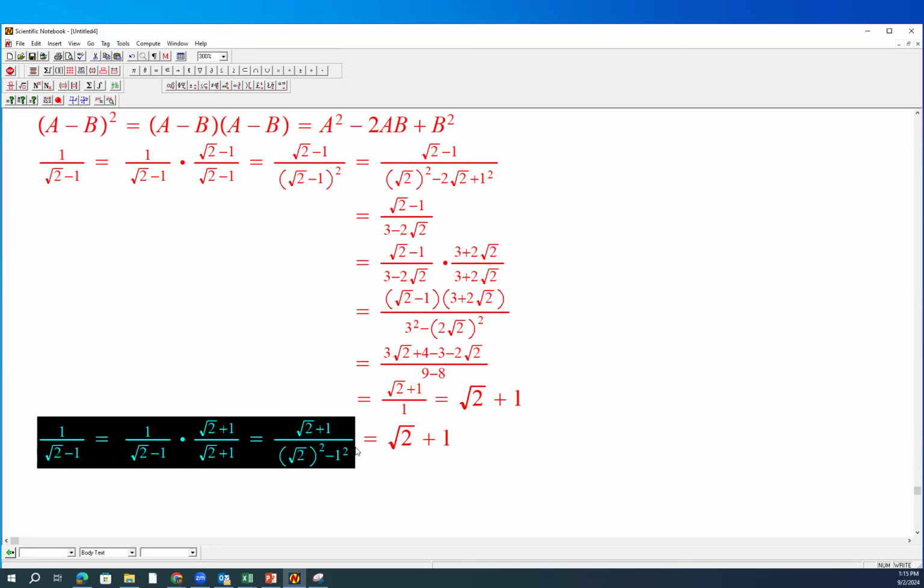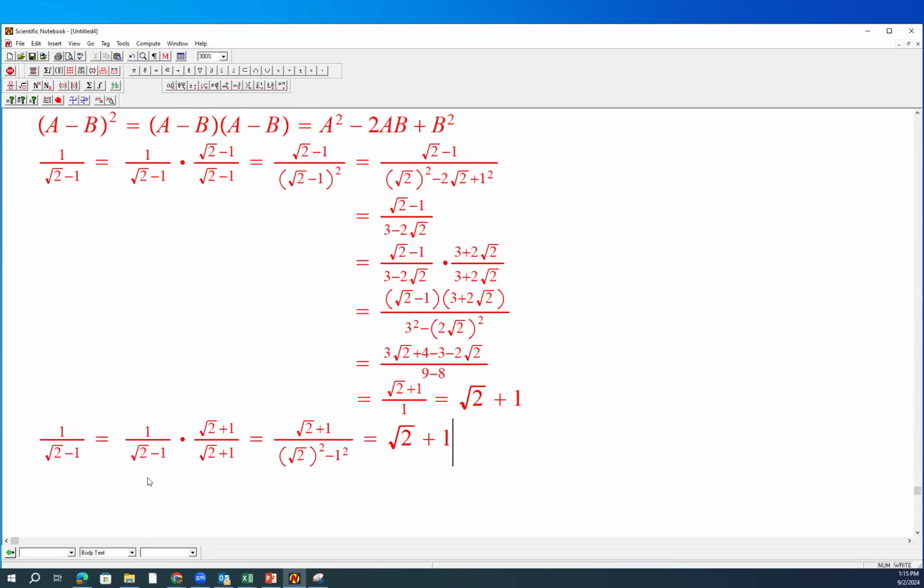And of course, you prefer this way. But if you prefer this way, you need to choose the right conjugate, right? But if you didn't choose the right conjugate, you make it more complicated. You can still get there. So that's my point, okay?